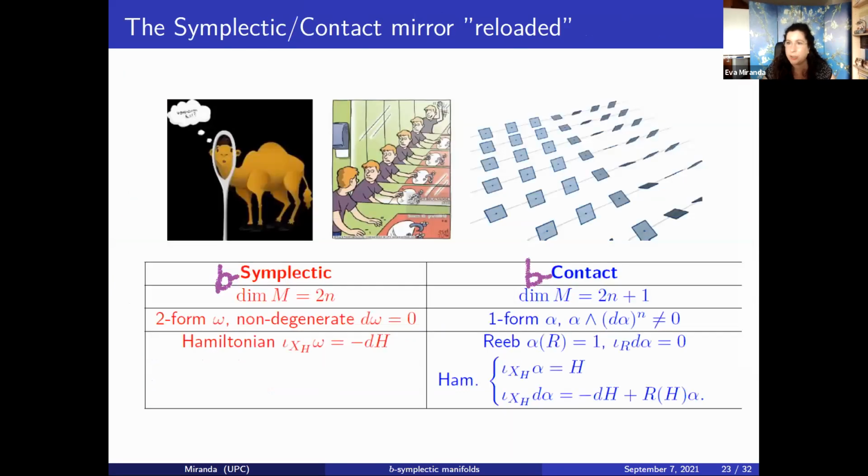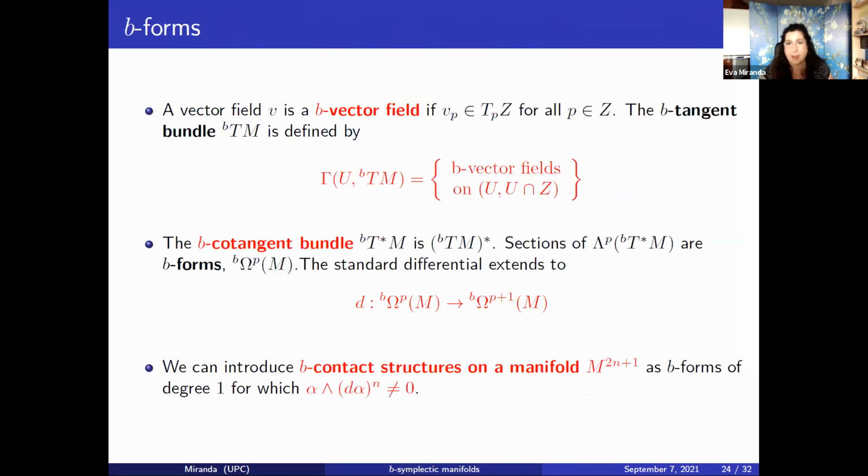And I have good news for you. So b-contact geometry has been important to get these families. So what is b-contact? Essentially, do a graffiti of the former, put b everywhere, and it works. Remember that we have been working with these b-forms, and we have the right to think that a b-contact structure is just a b-form of degree 1 satisfying these conditions.